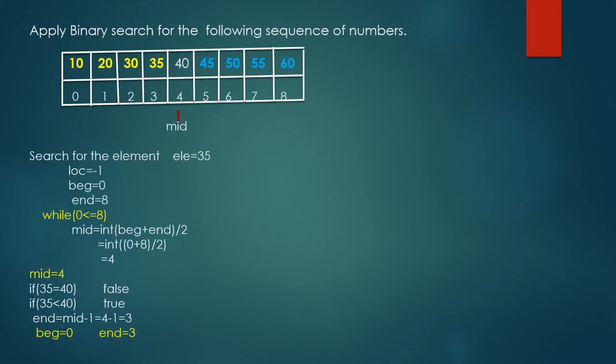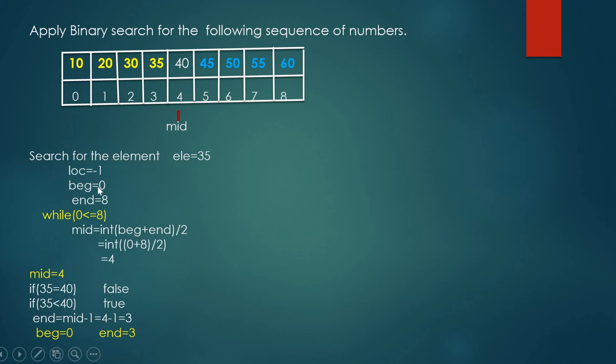We can explain this algorithm with one example. Consider an array A with elements 10, 20, 30, 35, 40, 45, 50, 55 and 60. There are 9 elements in this array, and 0, 1, 2, 3, 4, 5, 6, 7, 8 are the subscripts of the elements. Here the lower bound is 0 and the upper bound is 8.